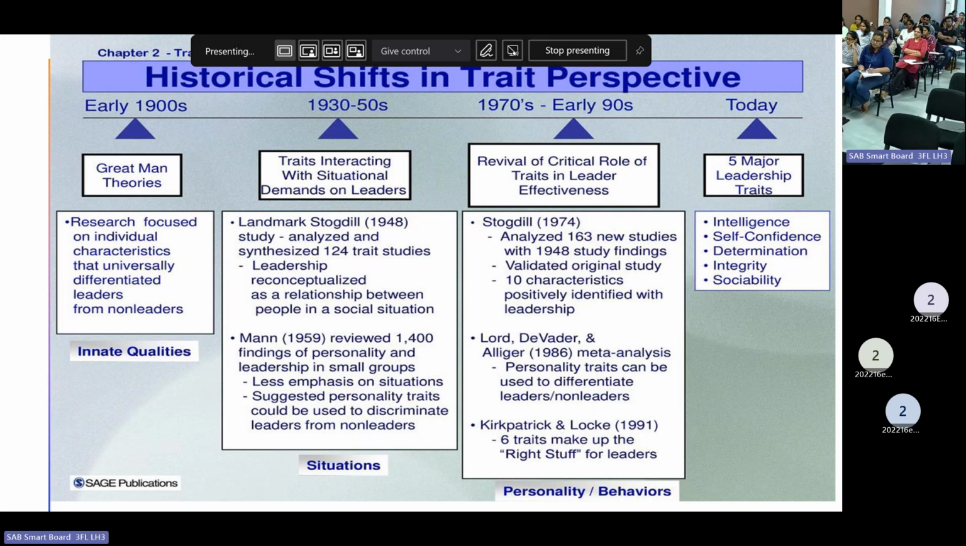So this is the shift in leadership theory, trait. From 1990 to today, they identified the baseline theory. From 1930 to 50, they identified this. From 1970 to the early 90s, they identified this. And five major traits they identified.